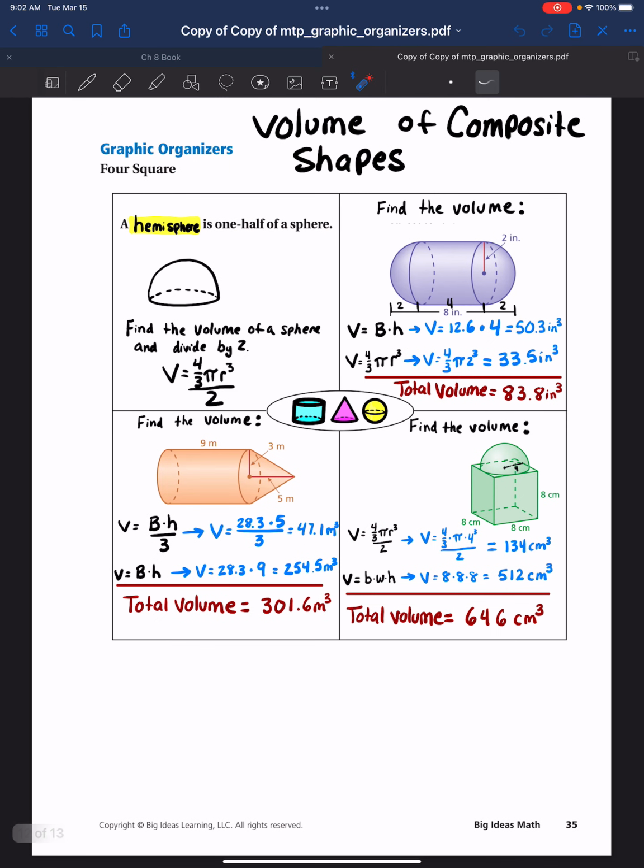After that, we talked about composite shapes. No new information here, except for, we learned about a hemisphere, and all you do is take the volume of a sphere and divide it by 2 to find a hemisphere. But with composite shapes, I just want you to keep your work as organized as possible and just work shape by shape by shape.